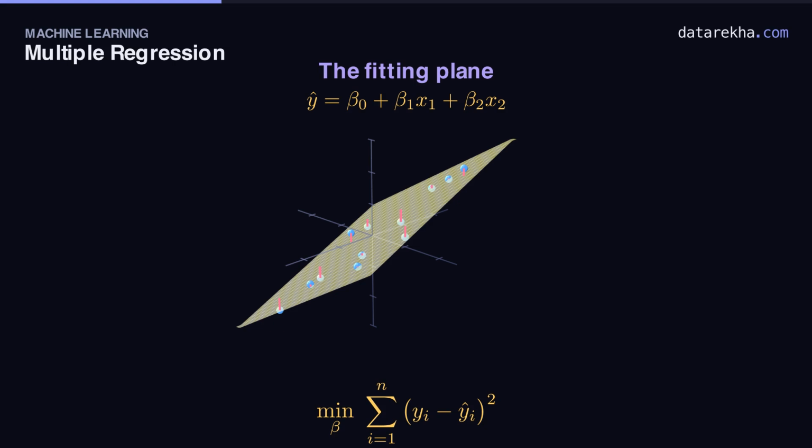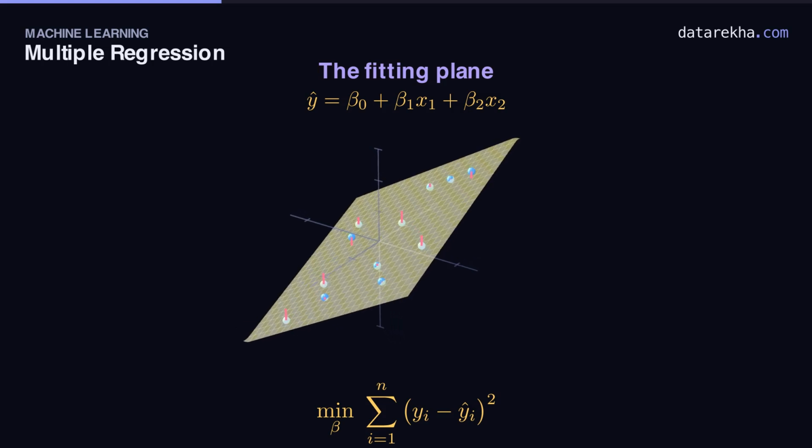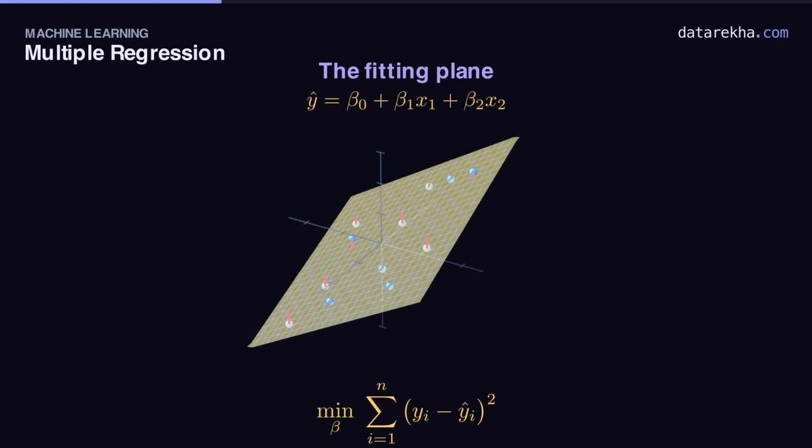Now go beyond 3 dimensions, push to 3 features and beyond. You can no longer draw it, but the idea holds perfectly. The model becomes a flat sheet, a hyperplane, cutting through a cloud in higher dimensions. More features simply means a higher dimensional fit.